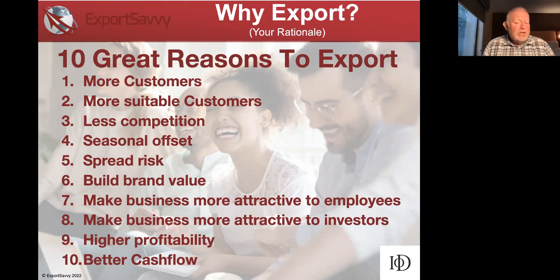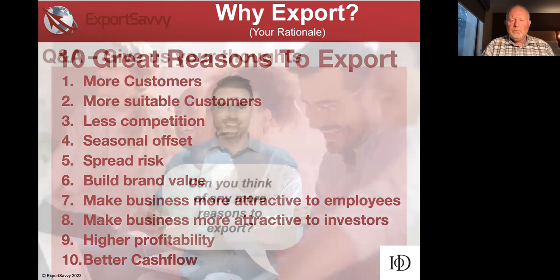You might want to make the business more attractive to investors. Many of you said you want to get investment, and this will certainly do that. You might want to get into higher profitability. Yes, believe it or not, you can get more profits overseas than you can in the UK. Lots of people think you get less, but actually you can get more if you set the business up correctly. And you might just want better cash flow. I've run a range of businesses overseas, and my cash flow has been much, much better in my overseas markets than it has here in the UK.